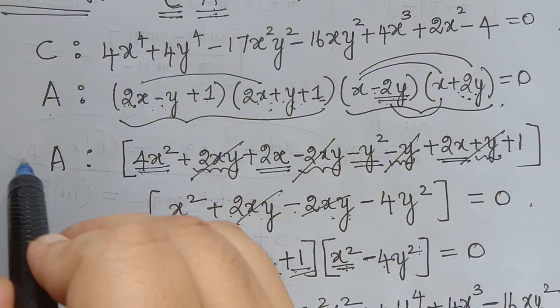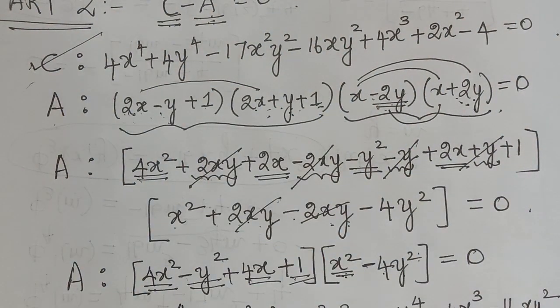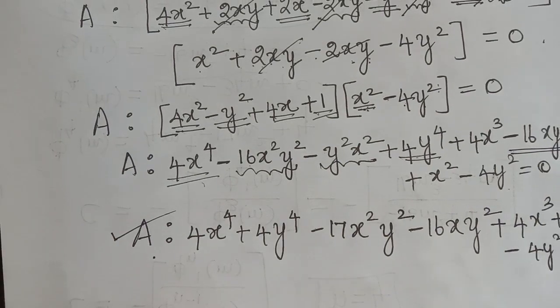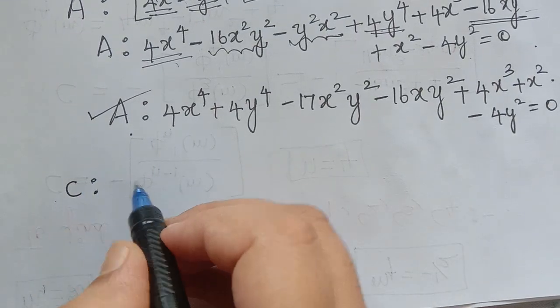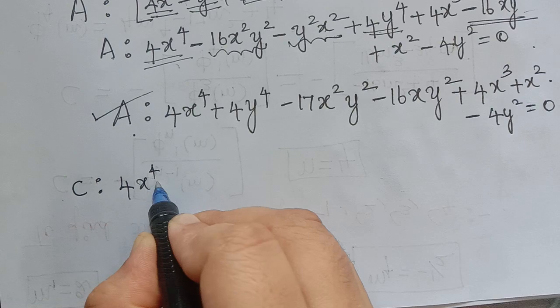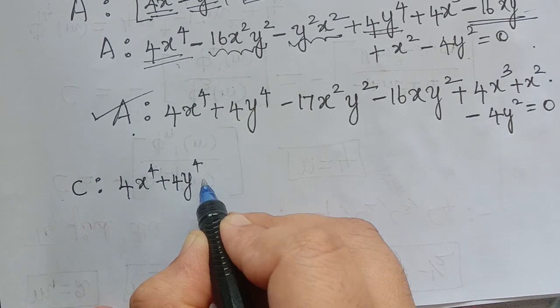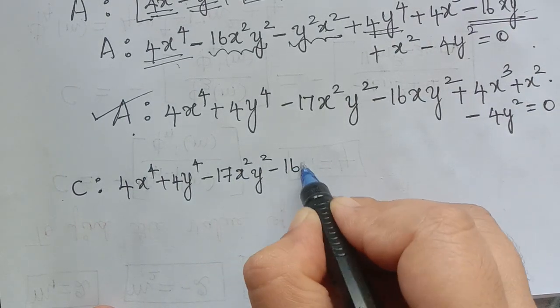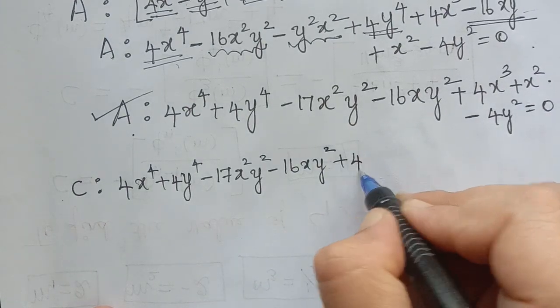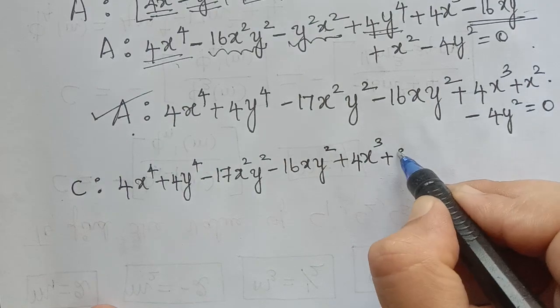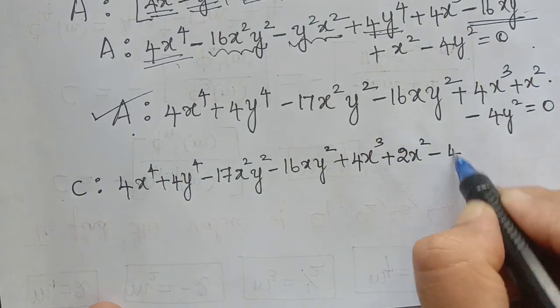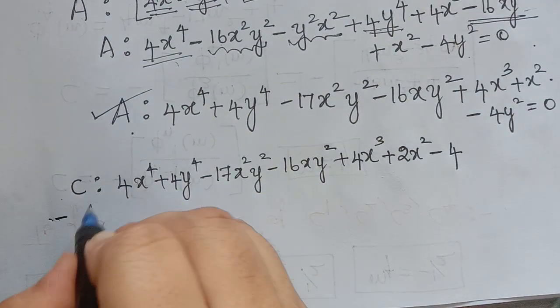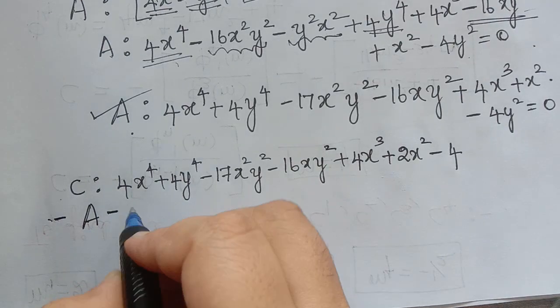Now we have the curve C over here and we have the combined equation of the asymptote. Now we have to subtract these two. So first what we will do, we will write the curve C. So curve C is 4x to the power 4 plus 4y to the power 4 minus 17x square y square minus 16xy square plus 4x cube and then plus 2x square minus 4. So this is C. So C minus A we have to do. So we will subtract this one.